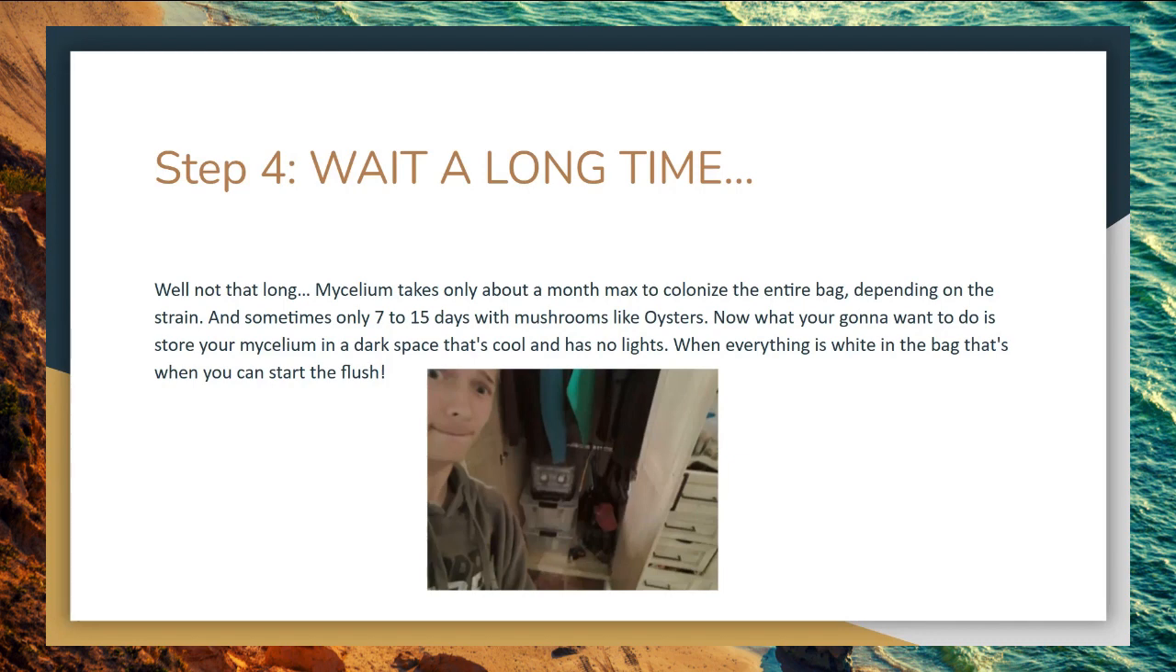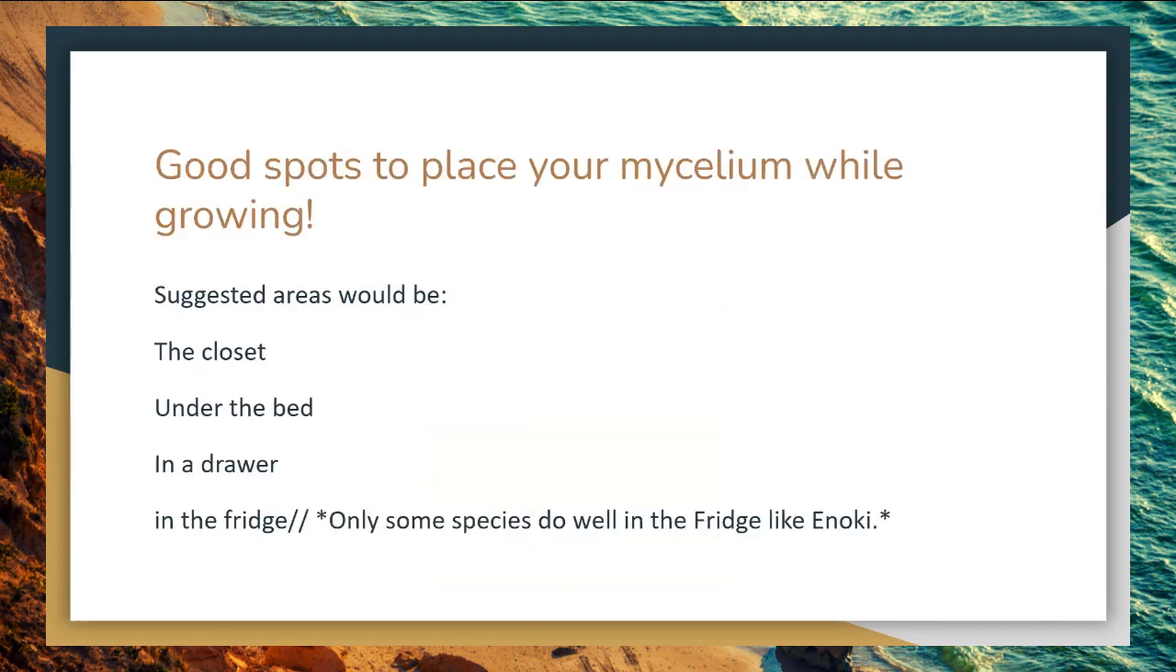It has no light whatsoever to mimic it being underground. When everything is white in the bag, that's when you can start flushing. Good spots to place your mycelium while growing. So suggested areas would be the closet, under the bed, in a drawer, and in the fridge.